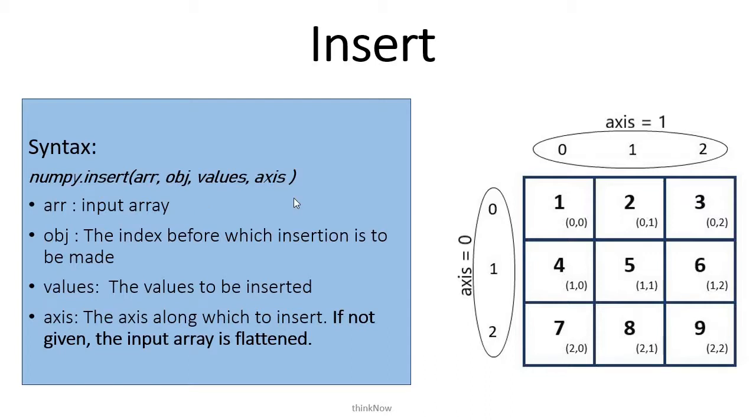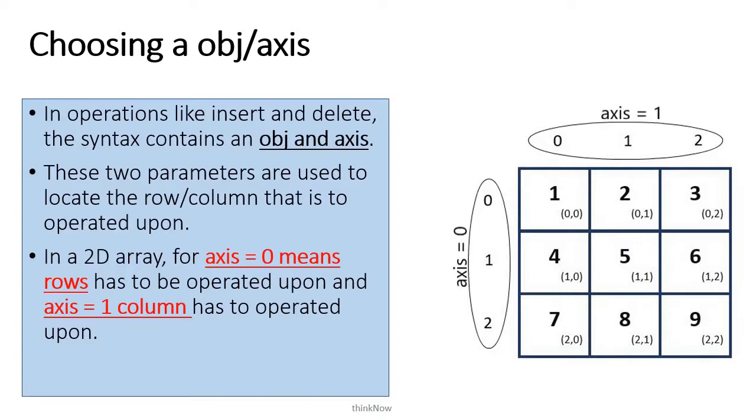And the fourth attribute is axis, the axis along which the insertion has to be done. It refers to the ith dimension in which insertion has to be done. Let us see the relation between object and axis and how it helps us position the insertion or deletion of elements. These two parameters are used to locate the rows or column that is to be operated upon.